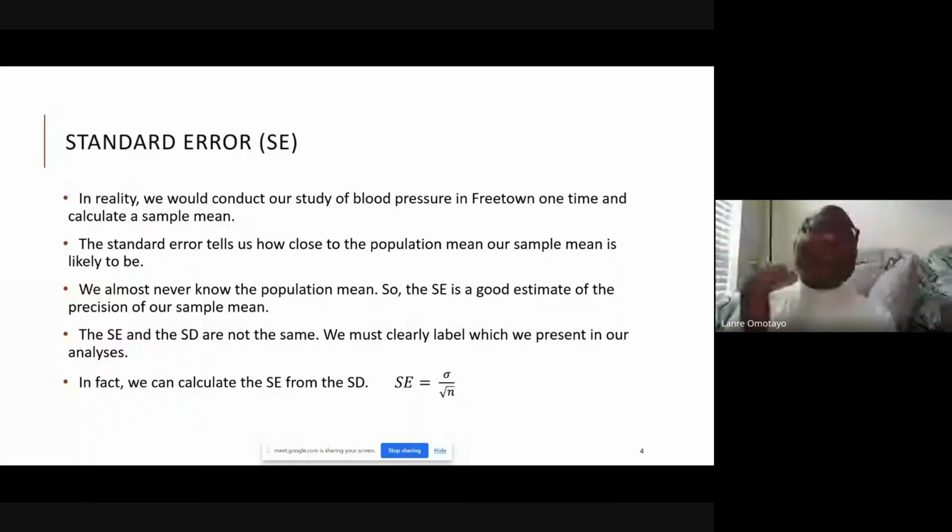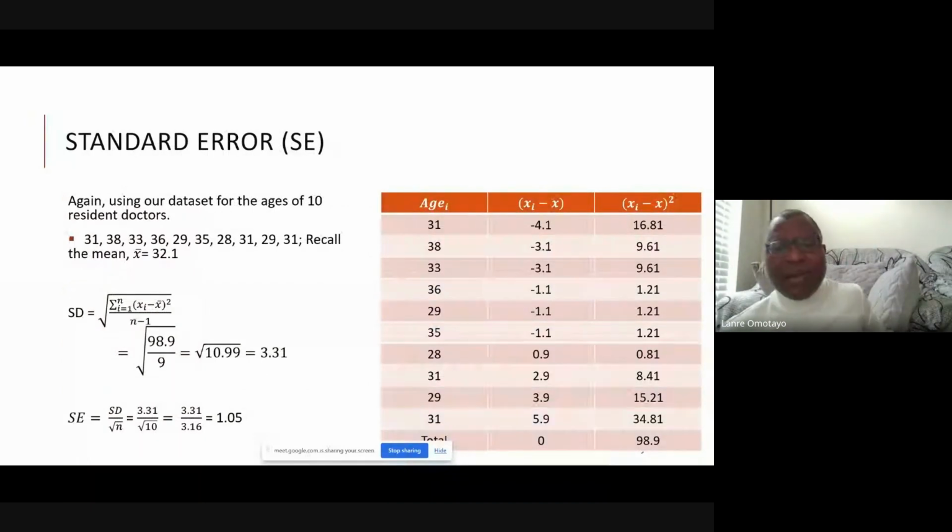But because we would not do this sampling and resampling all the time, mathematicians again have bailed us out. They've developed for us a formula that helps us to get the number we would have gotten had we done that experiment, or at least something that approximates that number. And that is the standard error. And how do we calculate the standard error? In our sample, when we calculate the standard deviation, we divide it by the square root of the size of our sample. So that is what the standard error is.